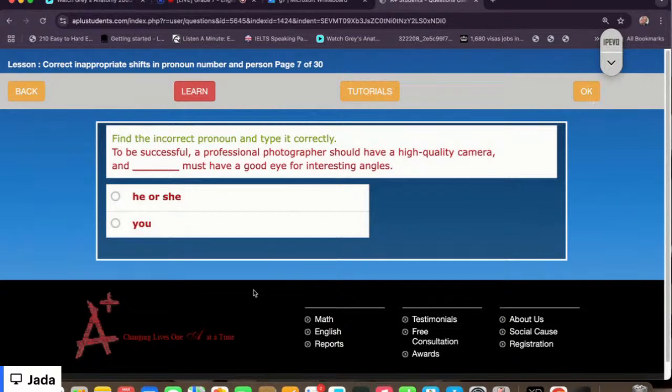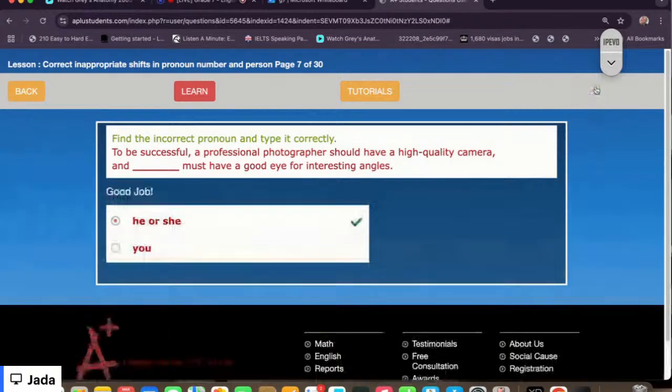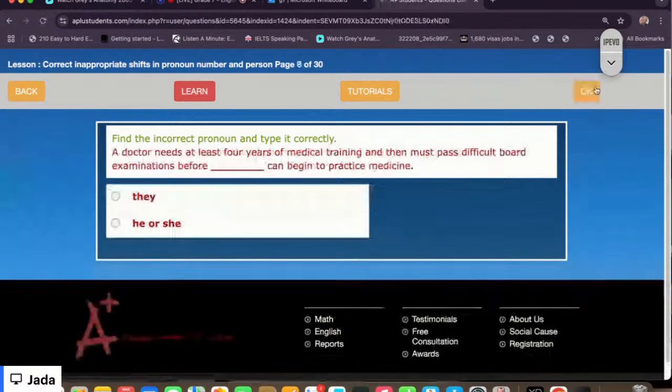All right, so we have he or she must have a good eye for interesting angles. Okay, so next up, a doctor needs at least 4 years of medical training and then must pass a difficult board examination before dash can begin to practice medicine. They or he or she, what do you think?